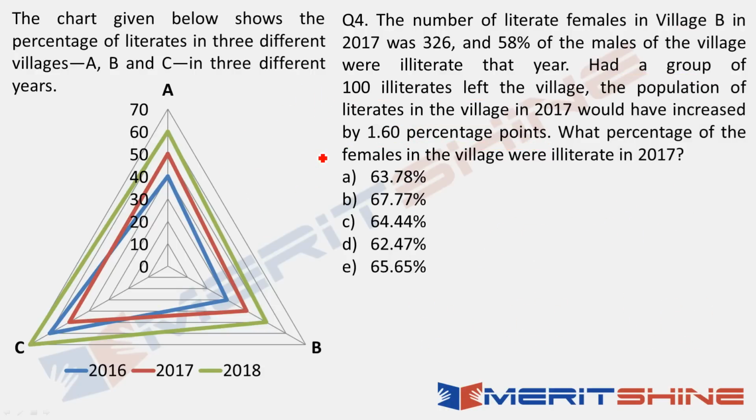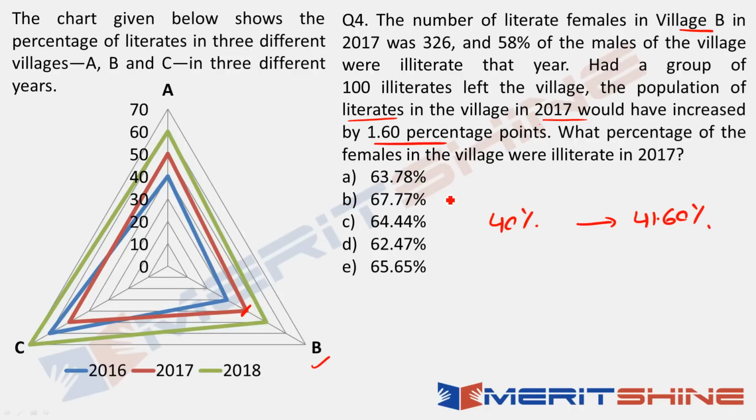So what is happening here? Had a group of 100 illiterates left the village. The population of literates in the village in 17. There is no change in the literate population in 17. It was earlier at this mark here. This is B. We're talking about village B here. It was at 40%. Now from 40%, it is at 41.6%.